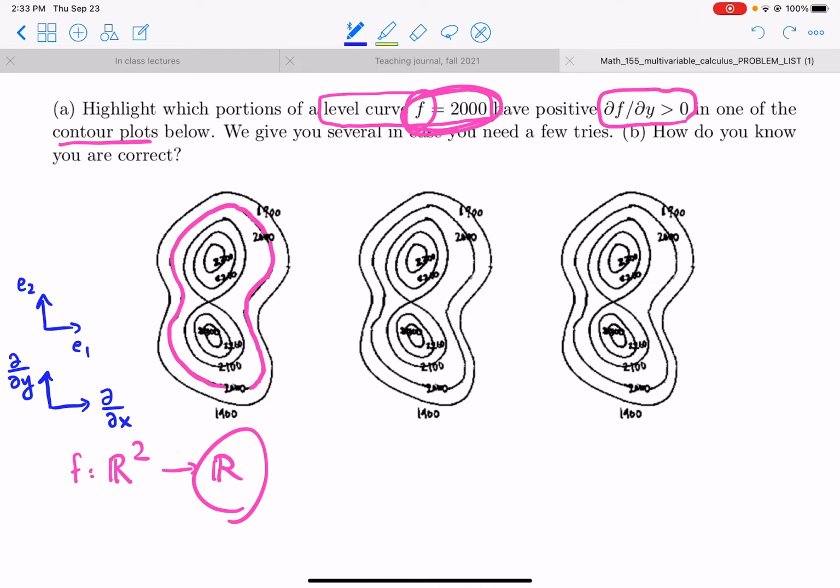All right, so what I need to find out is where is this partial derivative positive? Well, the partial derivative being positive means that if we move in the direction of E2, in other words, if we move up, then positive derivative means that the value of the function should go up. It should increase to some larger number. So like if I'm here and I go up, you can see that then I get closer to the level curve of 1900, but that means my function value went down. Okay, so that's not good.